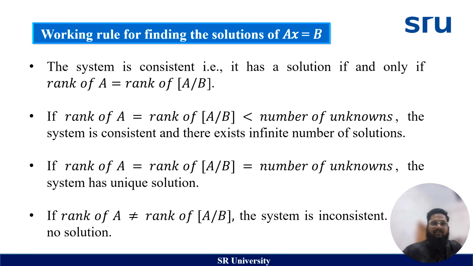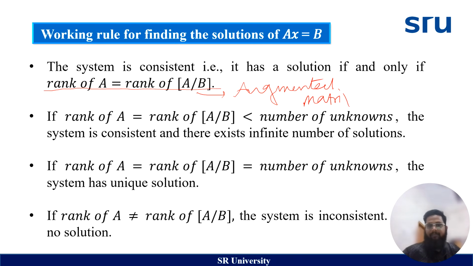As I have already discussed, the working rule to find the solution of a system of linear equations is to convert it to the matrix form Ax = B, where A is the coefficient matrix, X is the variable vector and B is the right hand side constant vector. Using the rank we can see whether the system is consistent, meaning a solution exists, or inconsistent, meaning there is no solution. If it is consistent, then when will it have infinite solutions and when a unique solution? For a solution to exist, the first rule is that the rank of A and the rank of the augmented matrix must be the same.